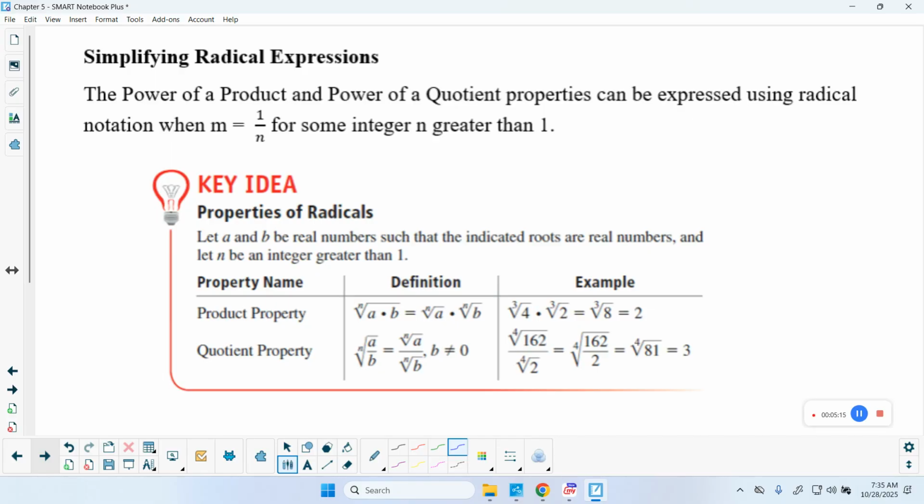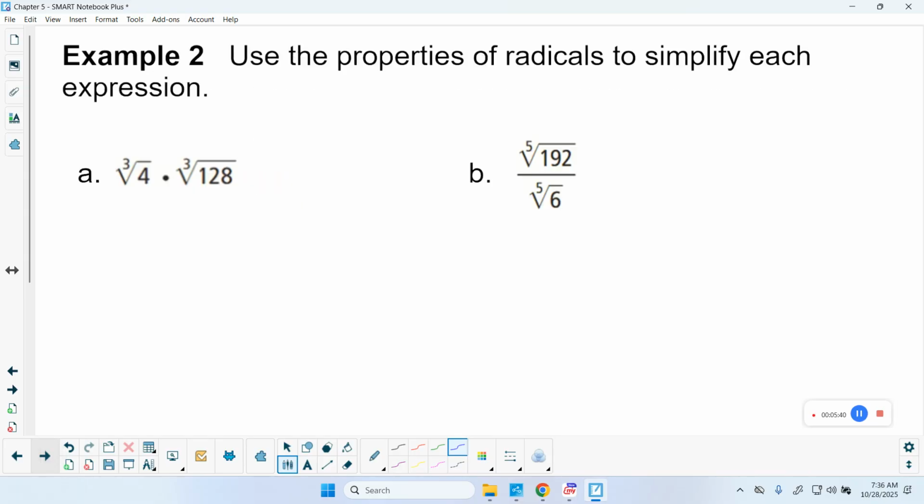Next, we are going to be simplifying our radical expressions. So we have our product property. If we have the nth root of a times b, we take the nth root of a times the nth root of b, and if we can, we just simplify it down. The nth root of a divided by b, we just take the nth root of a divided by the nth root of b, and again, simplify it if we can. So example 2, we will use the properties of radicals to simplify each expression.